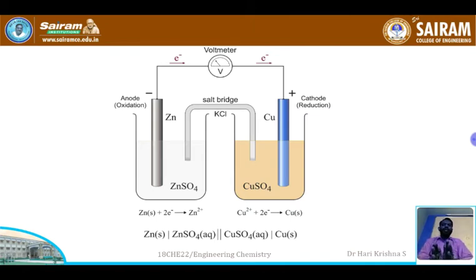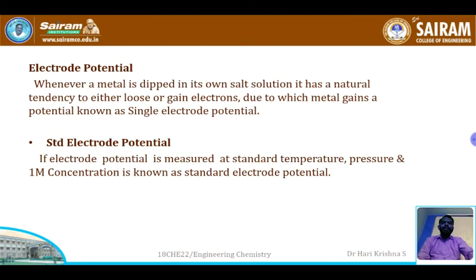So left hand side of the salt bridge is anode, right hand side of the salt bridge is cathode. So Zn/ZnSO4, that is Zn dipped in its own salt solution. Zn is the metal dipped in salt solution and salt bridge. Again here the cathodic electrode. That forms the representation of the cell. So here any metal which is dipped in its own salt solution gives some potential.